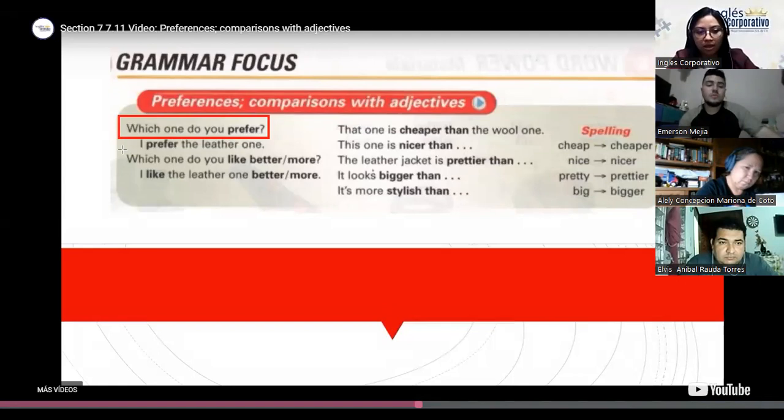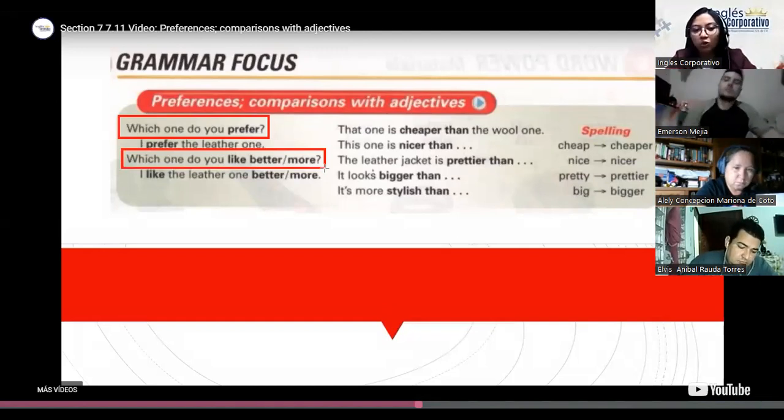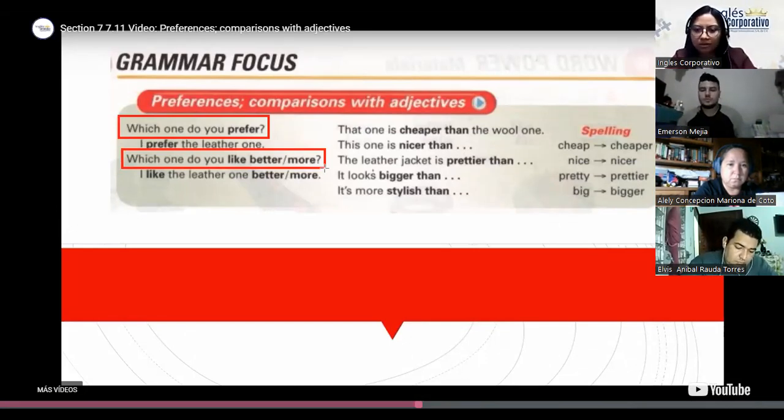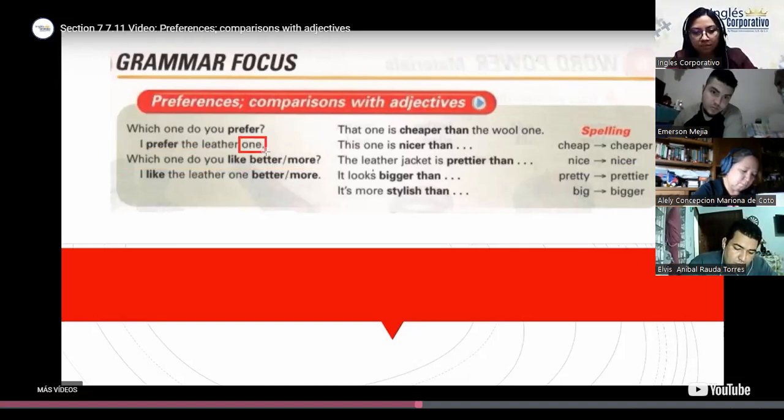Or I can also have the same question by using similar expressions. Which one do you like better? Which one do you like more? Three questions to ask people about preferences. ¿Cuáles son las tres preguntas que tengo para preguntar sobre preferencias? Which one do you prefer? Which one do you like better? Which one do you like more? Very good job. And if I'm being specific, I am going to use the expression one or ones as well. Which one do you prefer?